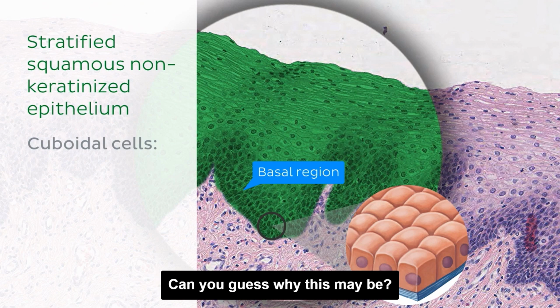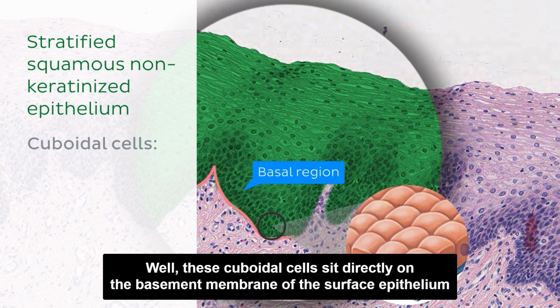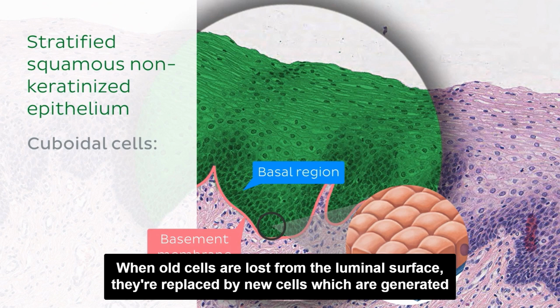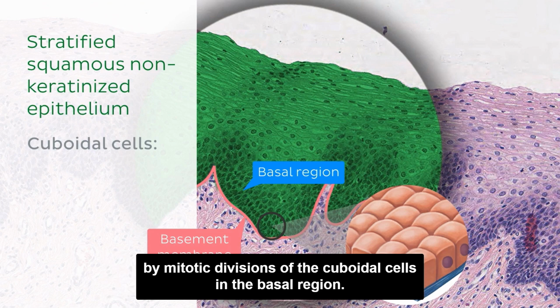Can you guess why this may be? Well, these cuboidal cells sit directly on the basement membrane of the surface epithelium and are actively proliferating or multiplying stem cells. When old cells are lost from the luminal surface, they're replaced by new cells, which are generated by mitotic divisions of the cuboidal cells in the basal region.